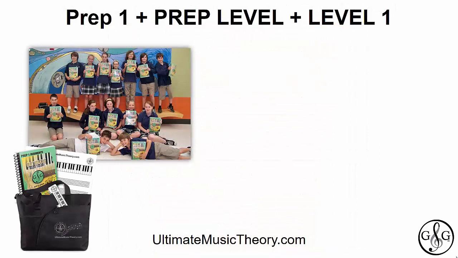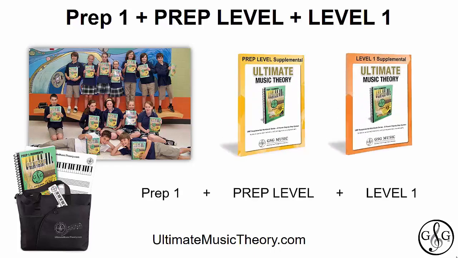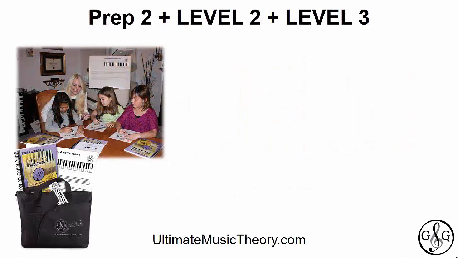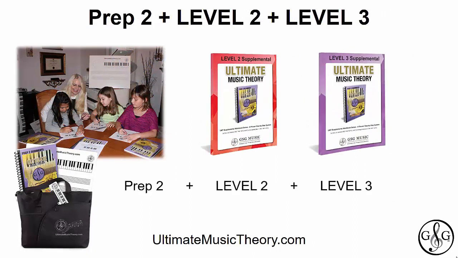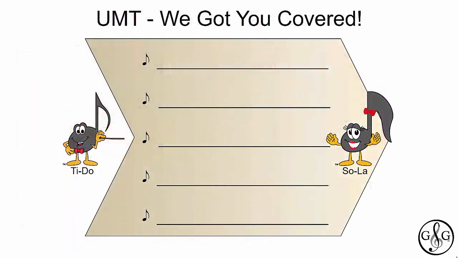In the previous webinar, we covered the Prep 1 Rudiments workbook, that's the green book, plus the Prep level and Level 1 supplemental workbooks. Now in today's session, we will cover the Prep 2 Rudiments workbook, so that's the purple one, plus the Level 2 supplemental workbook. And in our next session, we'll cover the Level 3 supplemental workbook. At UMT, we got you covered.